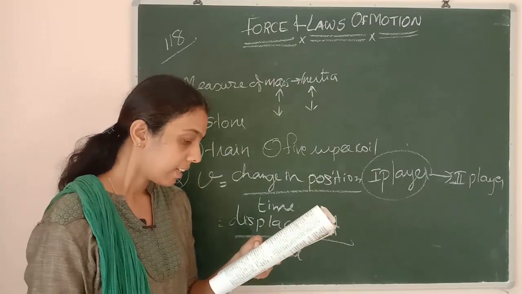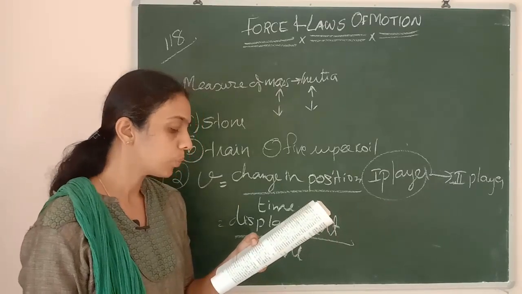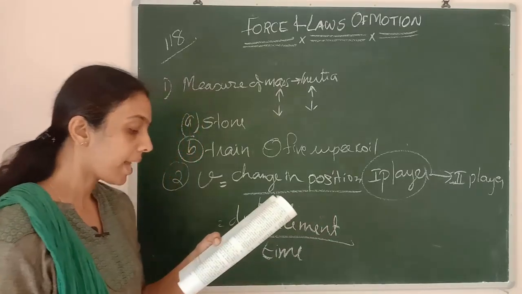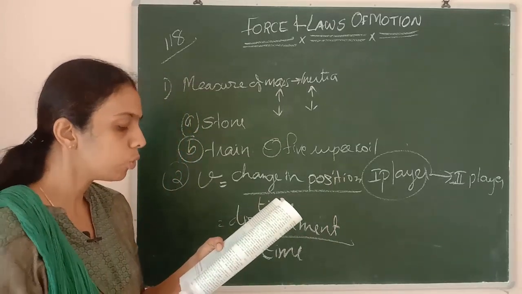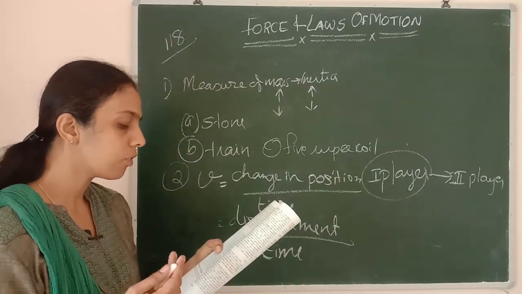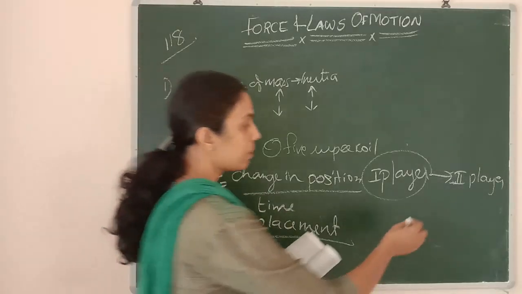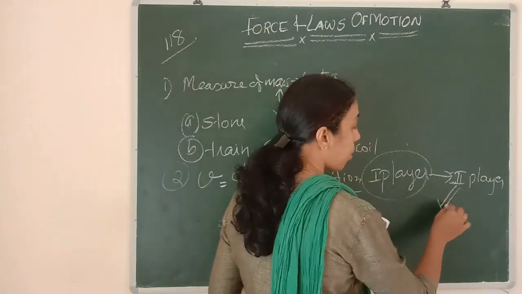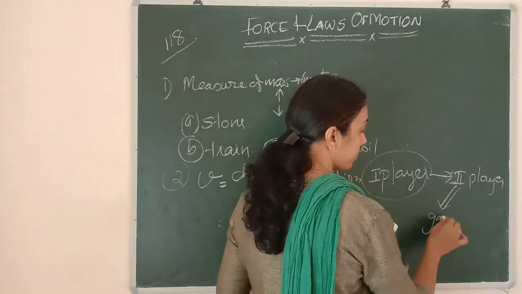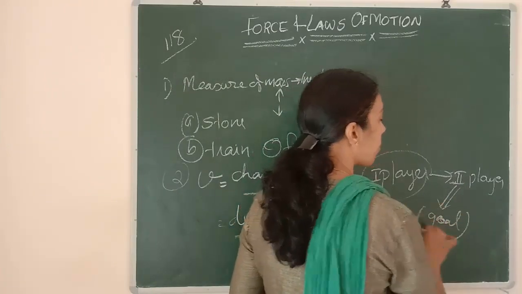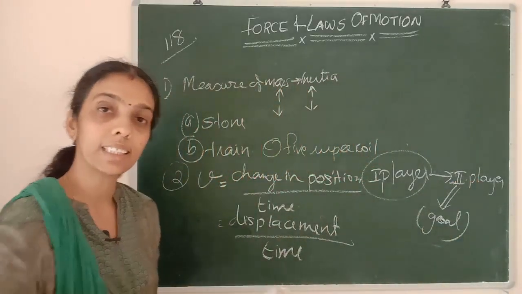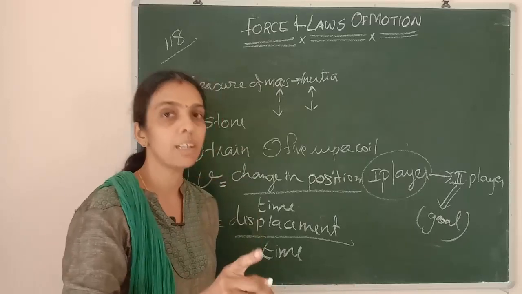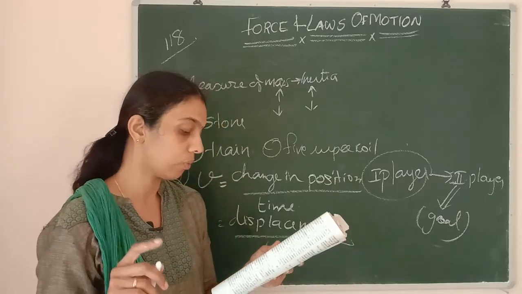Okay, then another player of his team kicks the football towards the goal. So the second player is kicking the ball to the goal. Isn't it? So again the velocity is changing. He is again giving a velocity. So velocity is again changing over there.